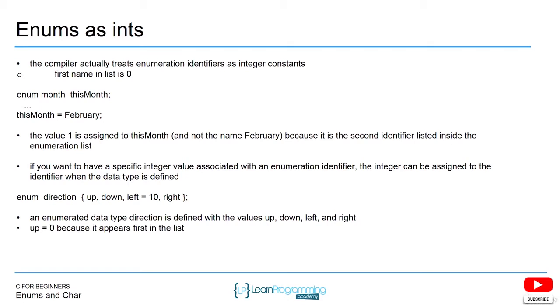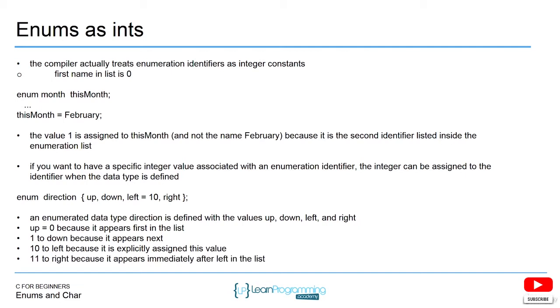Up is going to be equal to 0 because it's the first element in the list definition. 1 is going to be equal to down because it's the second element. Again, it starts at 0. 10 is going to be equal to left. It's not going to be equal to 2 because we explicitly assigned it to equal 10. So left is going to be 10 because that's what we put in our definition. And then right is going to be equal to 11 because it's the next one after it. So if we had another value in there, it would be 12. So you can explicitly assign values if you want to.